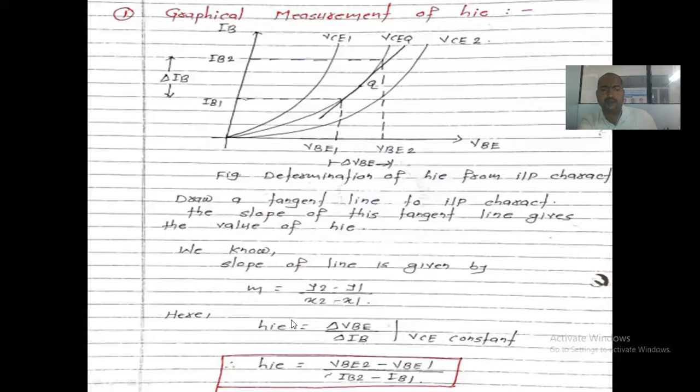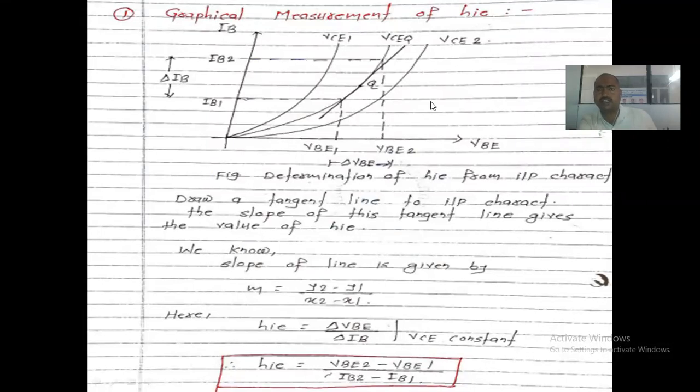So we know that M, the slope of a line, is nothing but (Y2 minus Y1) divided by (X2 minus X1). This is the equation for finding out the slope.